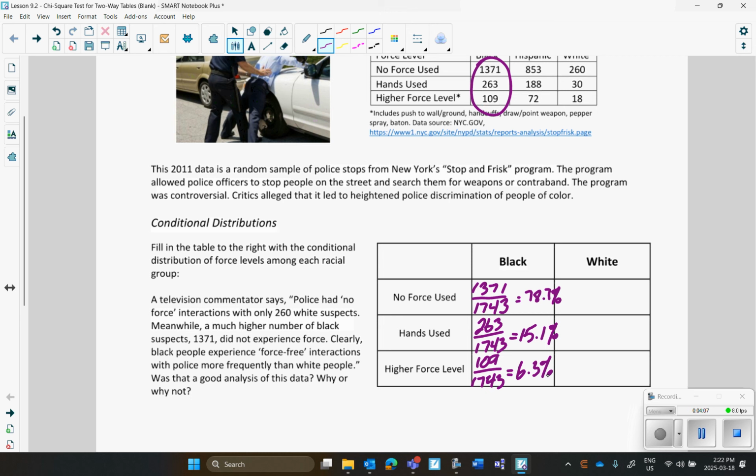And then we'll do the same thing for the white people. So if we add up all these people, we see that there are 308 in total. 260 of them, when they were stopped, no force was used. So 260 of the 308 gives us 84.4%. 30 of the 308, some force was used, or hands, and that percentage is 9.7%. And there were some in which more force was necessary, 18 out of 308 for the white people, and that's 5.8%.